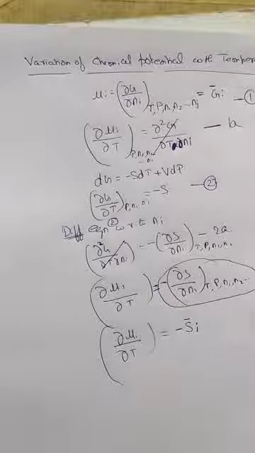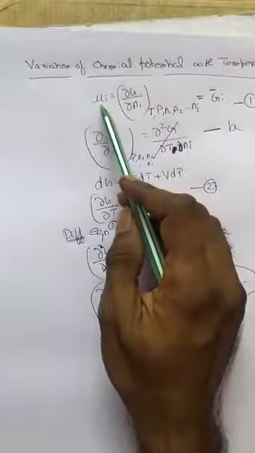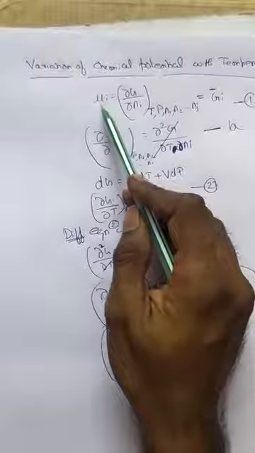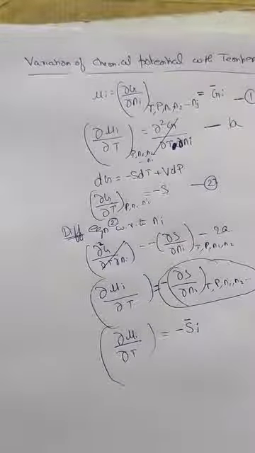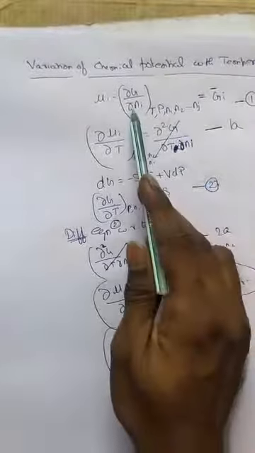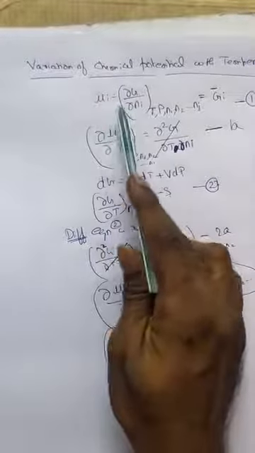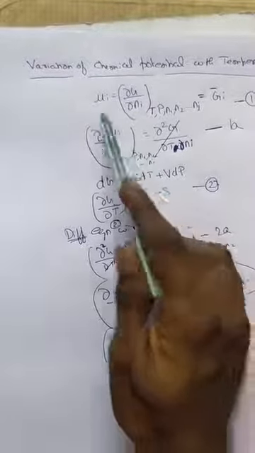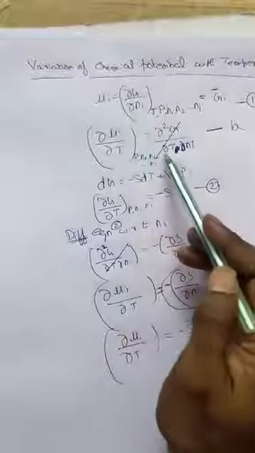Again, let me explain once more. Here mu i is equal to ∂G/∂Ni. This is the chemical potential definition: the change in the Gibbs free energy with respect to the number of moles of the ith component. So when I differentiate mu i equal to ∂G/∂Ni with respect to temperature, ∂mu i/∂T would be equal to ∂²G/∂T∂Ni.